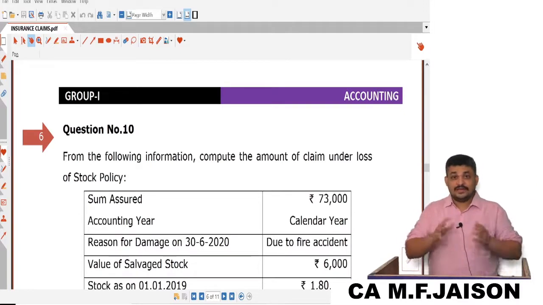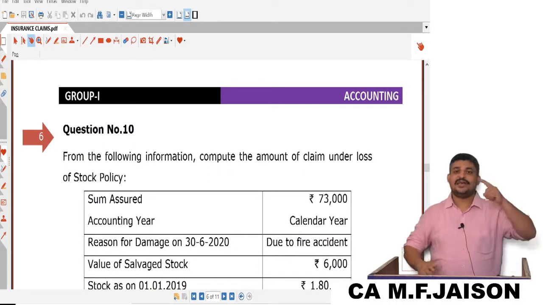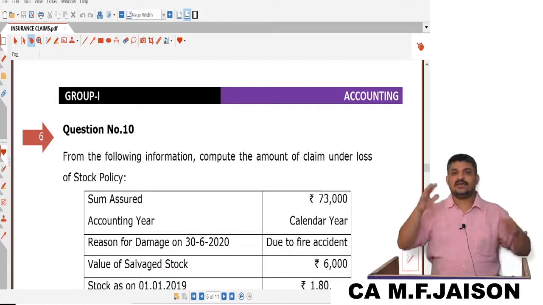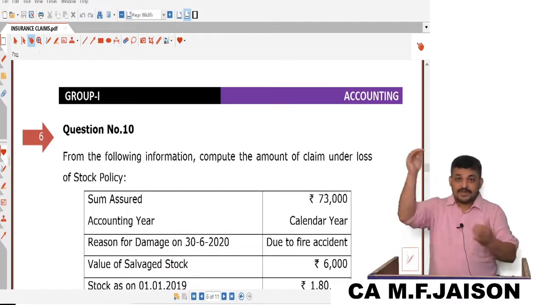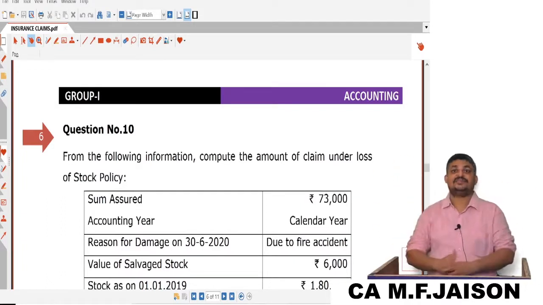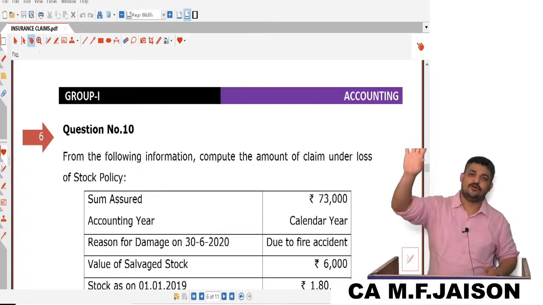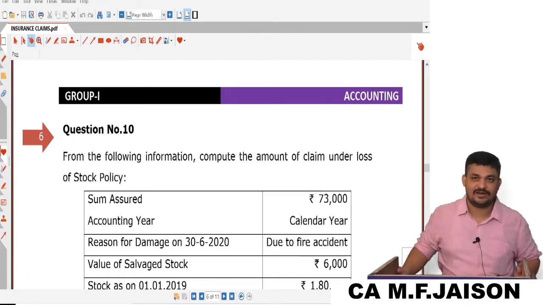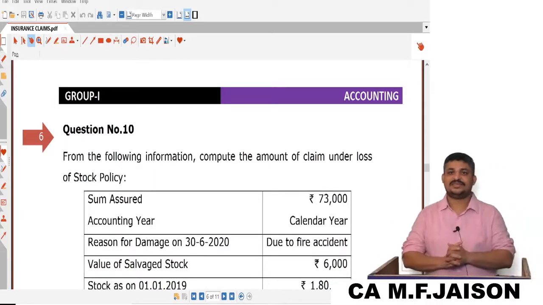Similarly, I told you one more thing, sir. In the first step, the trading account, I do the restoration approach or the complete elimination approach. Based on that, it will affect this second step. No, that is a separate working note to find out GPR. This is a separate working note to find out the stock on the date of hire. So many things I discussed, my dear friends.